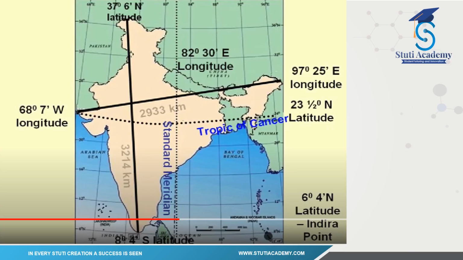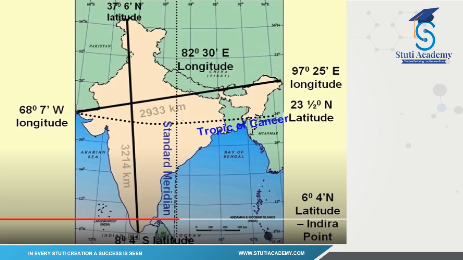Students, now I will explain this map. This map is very important. The distance from north to south is 3,214 kilometers. The latitude is 37 degrees 6 minutes north to 8 degrees 4 minutes north, and from west to east it's 68 degrees 7 minutes east to 97 degrees 25 minutes east, and the distance is 2,933 kilometers.